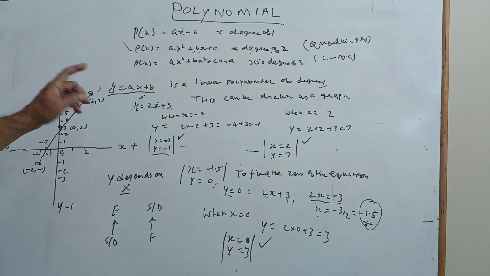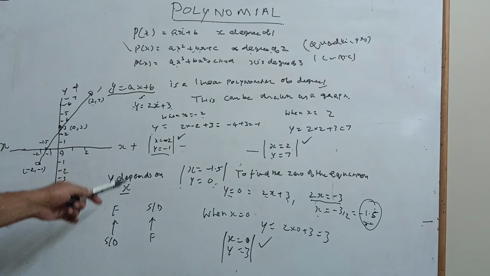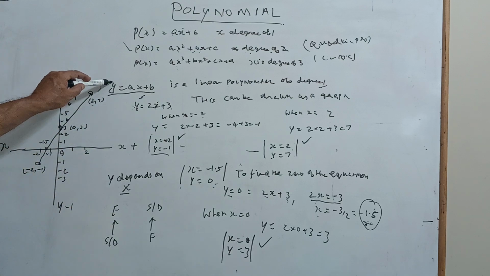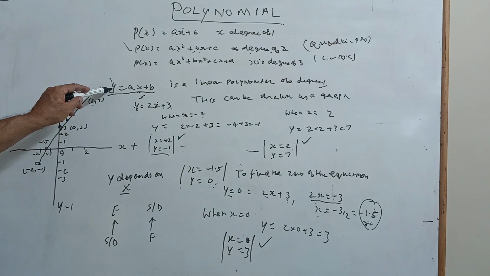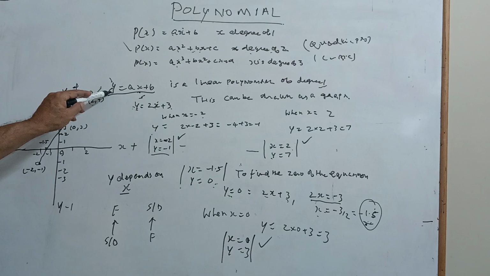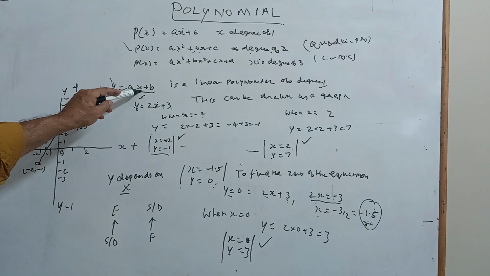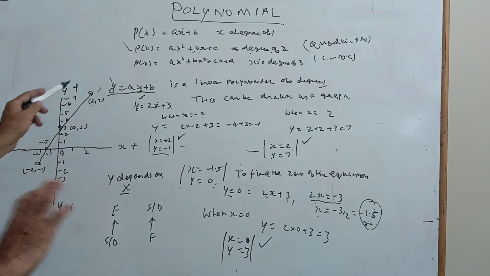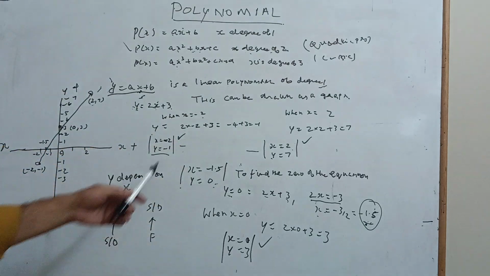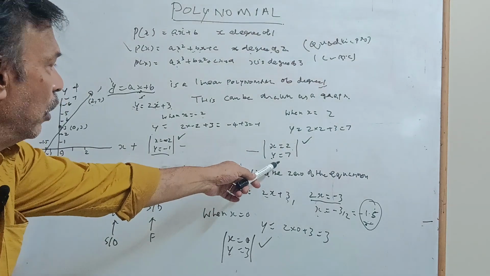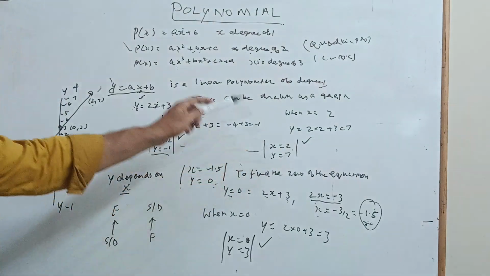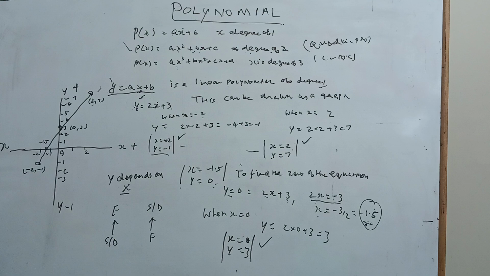One more thing I have to say. This y depends on x. Suppose you put some value, you get y. So according to the value of x, the y value changes. You can see when x is equal to minus 2, y becomes minus 1, and so on. This is like a life process.